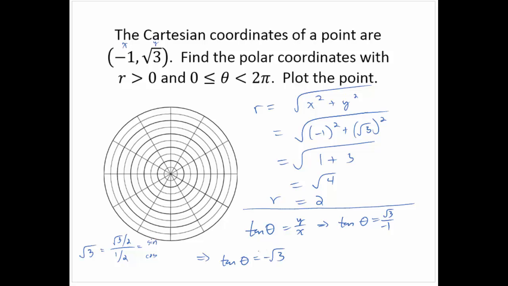Wait a second, we needed it to be negative. So where is the tangent negative? The tangent is negative in quadrant 2 or in quadrant 4. Now thinking about this point, negative 1, root 3, I know that this is in quadrant 2. And so then I know that the theta we want here is then 2 pi over 3. So then the polar coordinates are 2, 2 pi over 3. And so that would be this point right here. There's 2, 2 pi over 3.